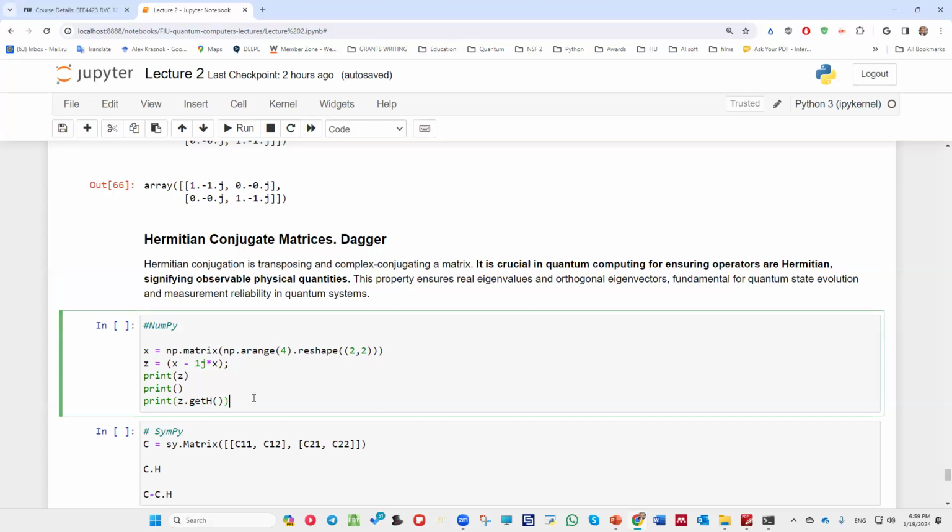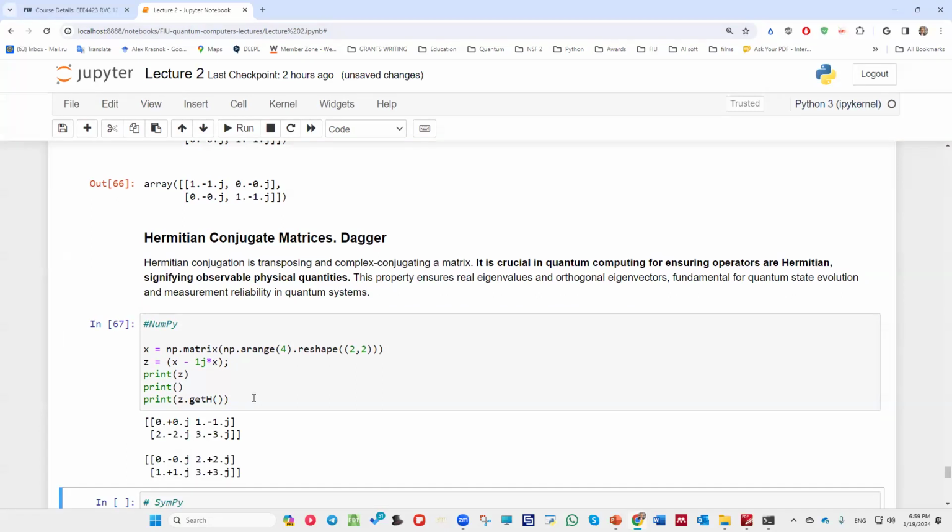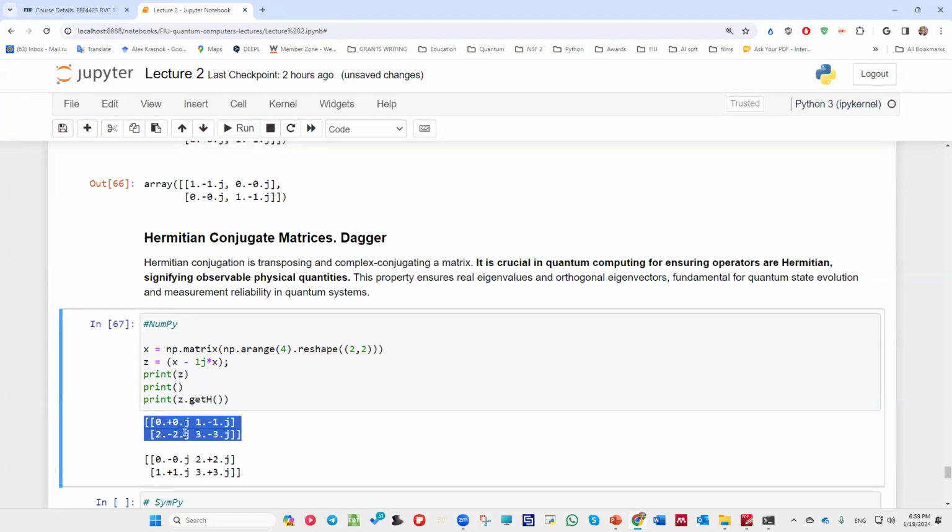All right, here is the example. I generate a matrix of complex values, and then ask Python to get Hermitian conjugation. Here is the syntax. So the name of the matrix dot and the name of this method for Hermitian conjugation, getH.